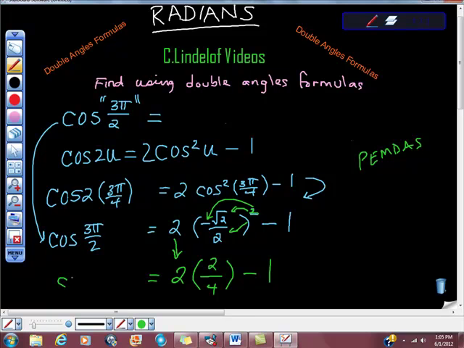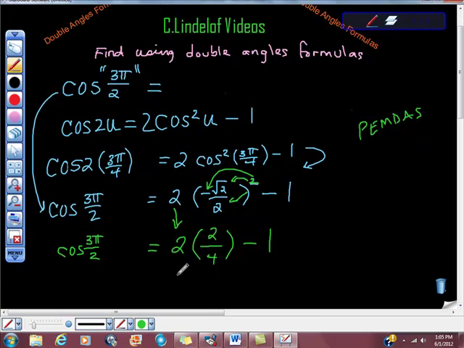And that is still equal to cosine of 3 pi halves. Just trying to make some notes for our professor to take a good look at. Here, we know what happens. This is 2 fourths, so 2 fourths is 1/2, isn't it? It's 1/2. 2 times 1/2 is 1. 1 minus 1 equals 0 is our answer.